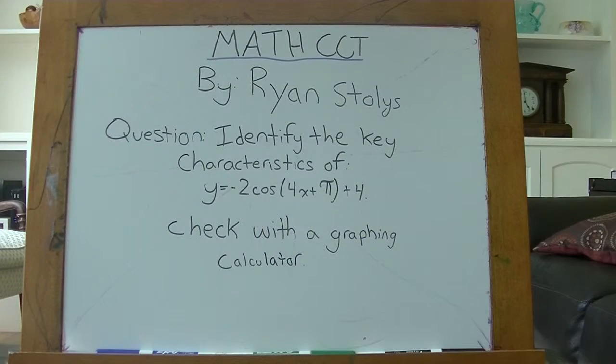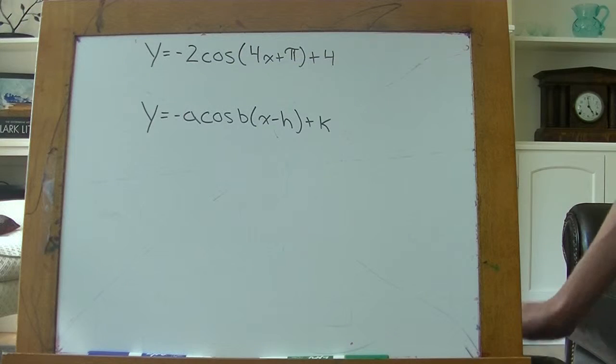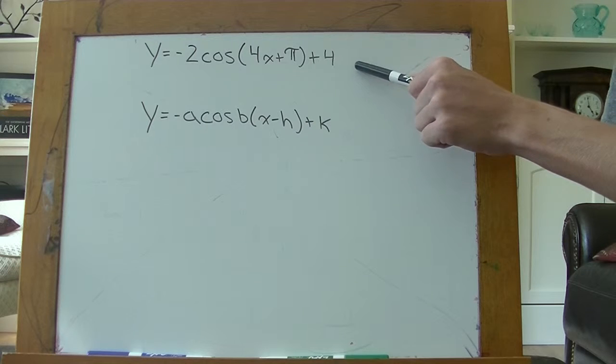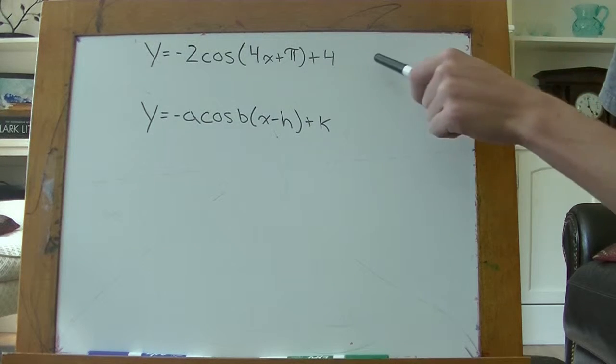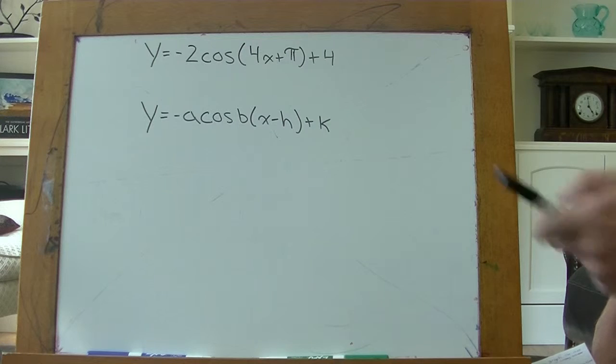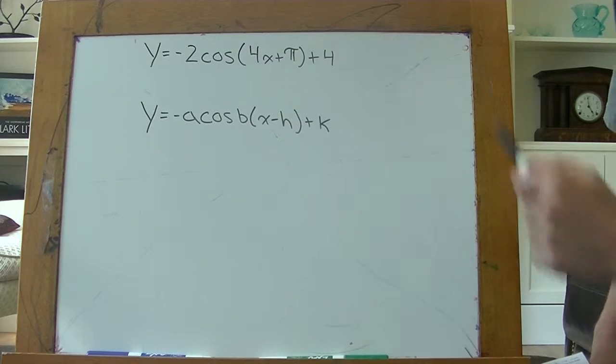Today the question we will be doing is identify the key characteristics of y equals -2 cos(4x + pi) + 4, and then we will check with the graphing calculator. So our first step in order to answer this question is to look at our base function. Our original function, in order to identify the key characteristics of this graph, we have to know what each of these numbers does to the graph.